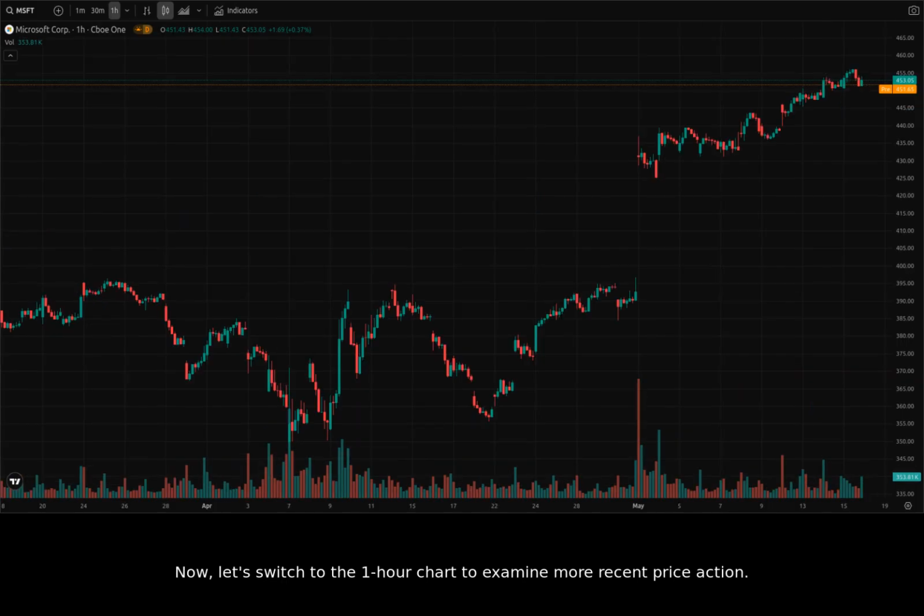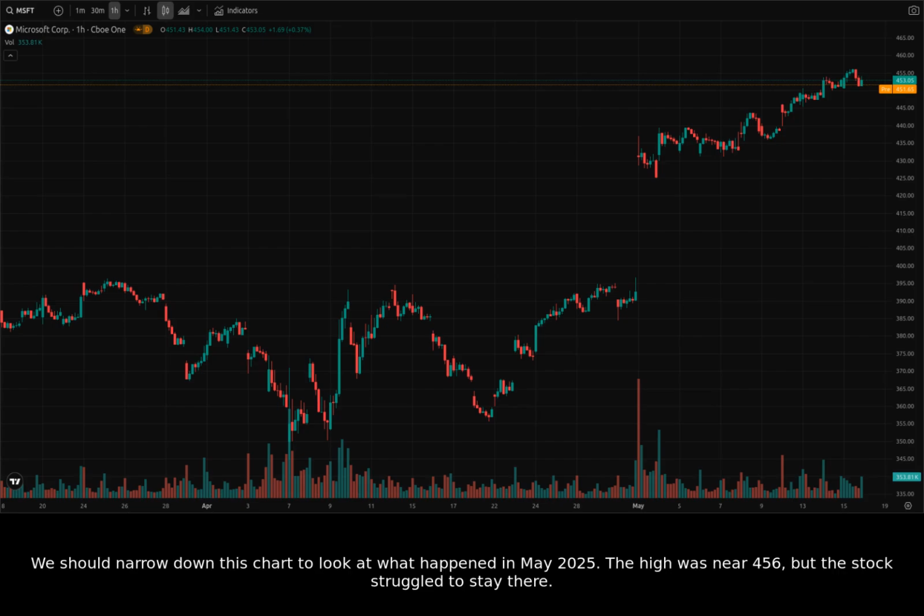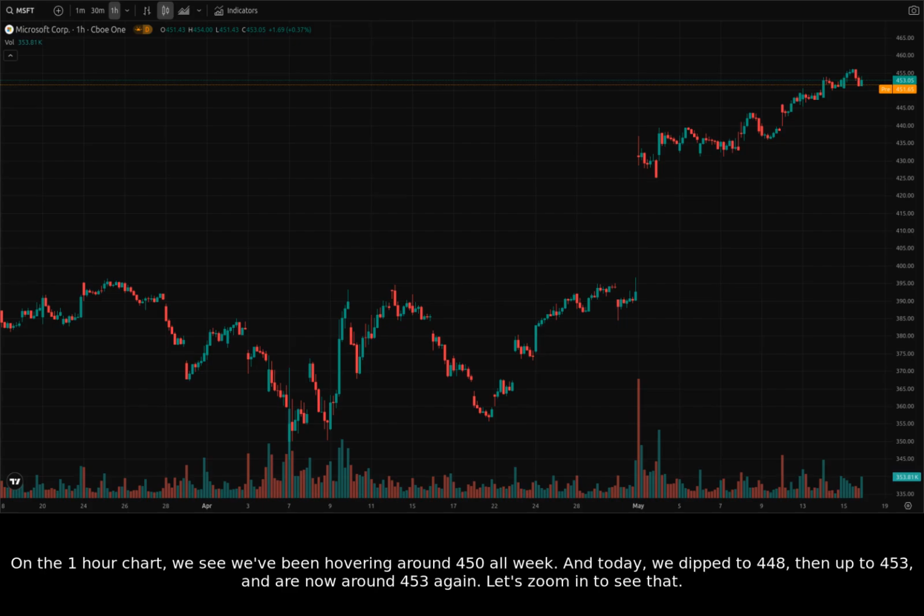Now, let's switch to the 1-hour chart to examine more recent price action. Here's where we can see more short-term volatility and how it relates to today's date, May 16th, 2025. We should narrow down this chart to look at what happened in May 2025. The high was near 456, but the stock struggled to stay there. On the 1-hour chart, we see we've been hovering around 450 all week.